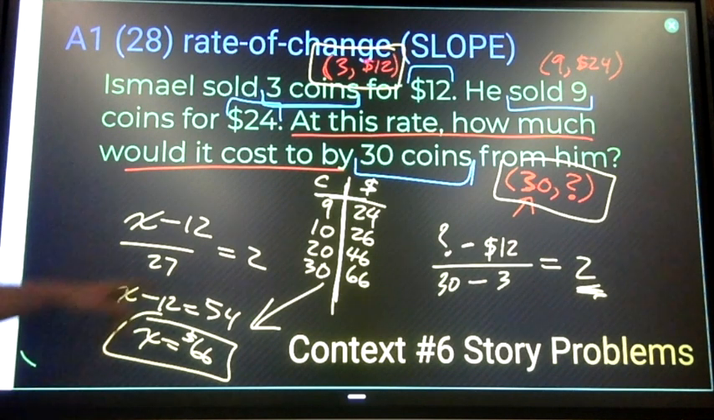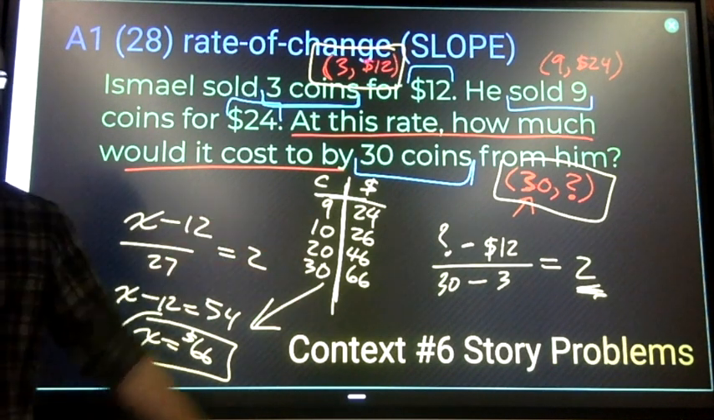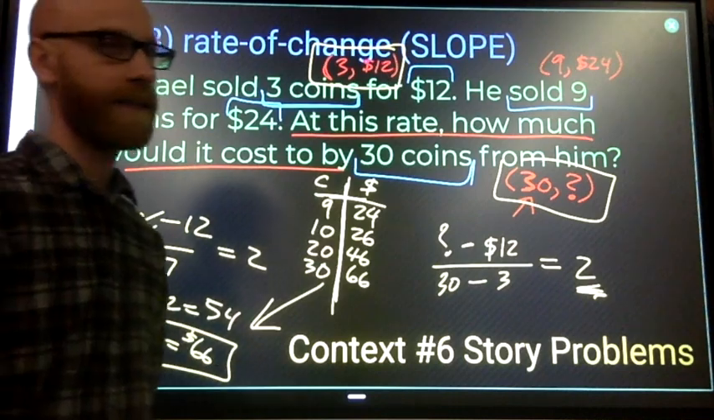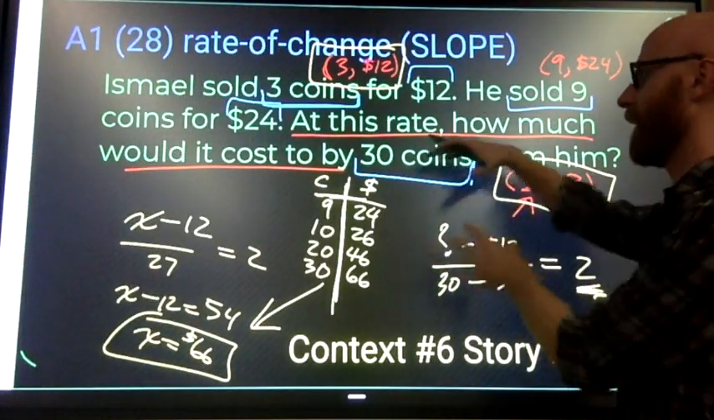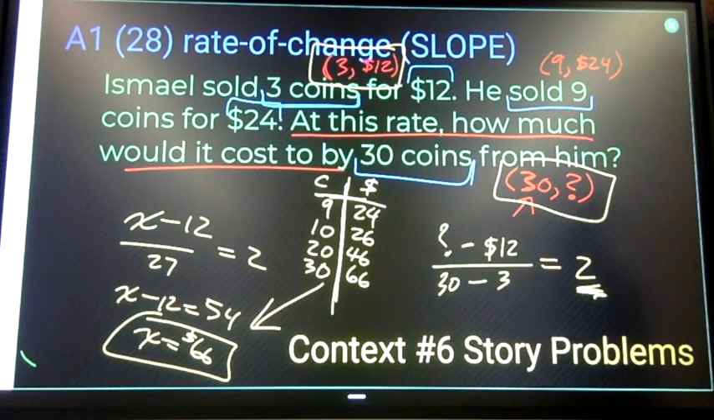Another way to do that, you don't have to count by tens either. You could count by ones. You would make a really big table. But there's lots of ways after you figure out the rate of change to find connections between numbers, right?